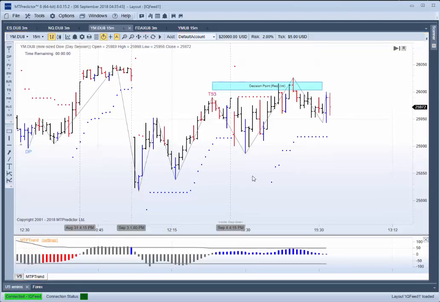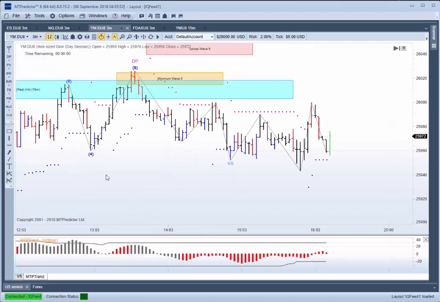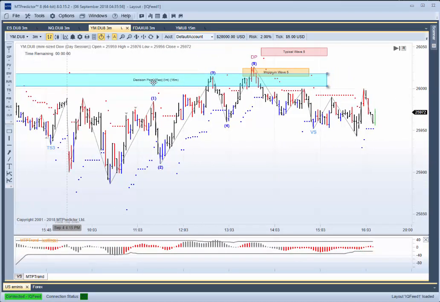So if I turn training mode off, you can see the market did indeed make its high at that 15-minute resistance before backing off. So if I now come down to the 3-minute chart, let's see what difference that makes. Well, the market did have a first attempt at the high here, but you can see there was no MTPredictor sell set up at that high, but there was as it made the second attempt at the 15-minute resistance. So that's what we're looking for.